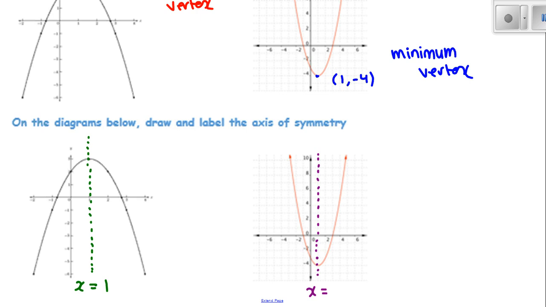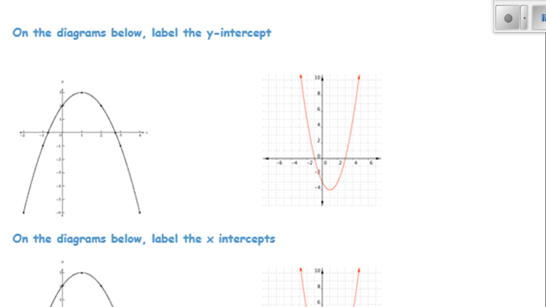Pretty boring. The other way is to find the average of the two x-intercepts, or if you knew the equation, x equals negative b over 2a, if you know the formula for the quadratic. Now label the y-intercept. The y-intercept is just here, so it's at 2. The y-intercept for this one is about here. It seems to be at negative 3, according to my graph.